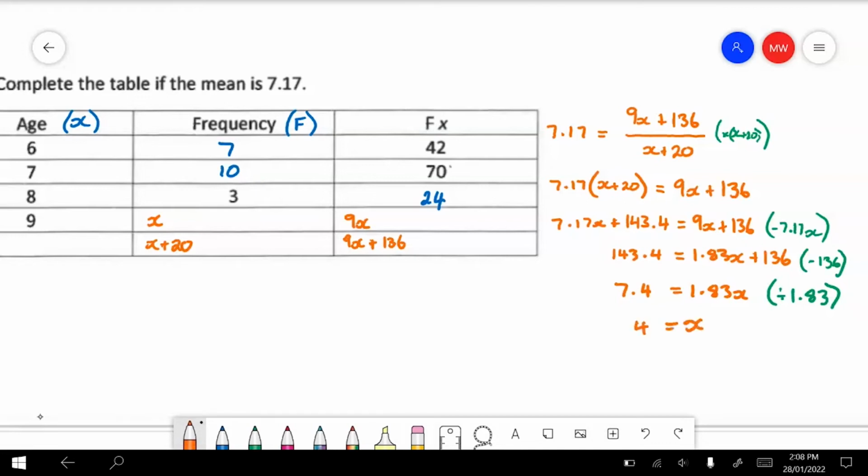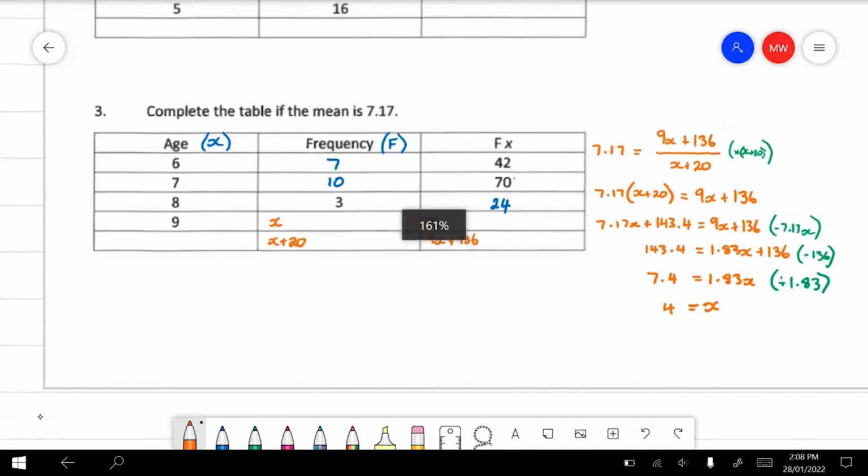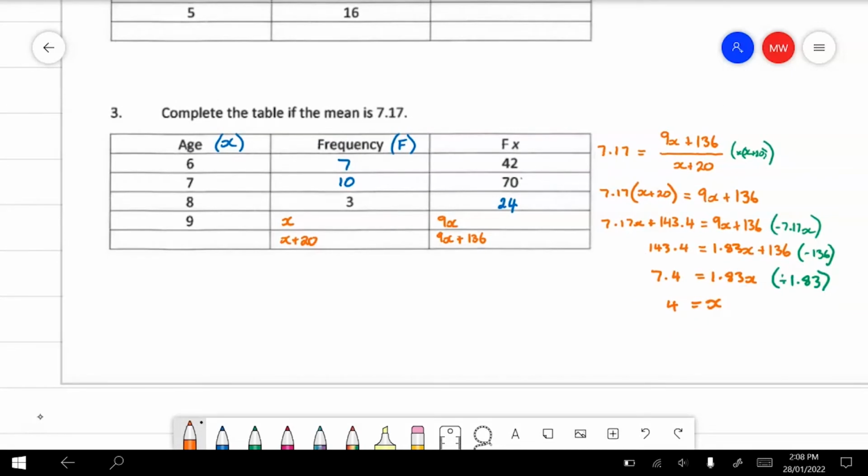Now that we've got a value for x, all we need to do is go back to our frequency distribution table and fill that out. It's important you don't forget to do this. If x is 4, this one here will be 4, and 4 plus 20 is 24. So we've got that all filled out nicely. 9 times 4 is 36, and then 36 plus 136 makes 172, and that question's complete.